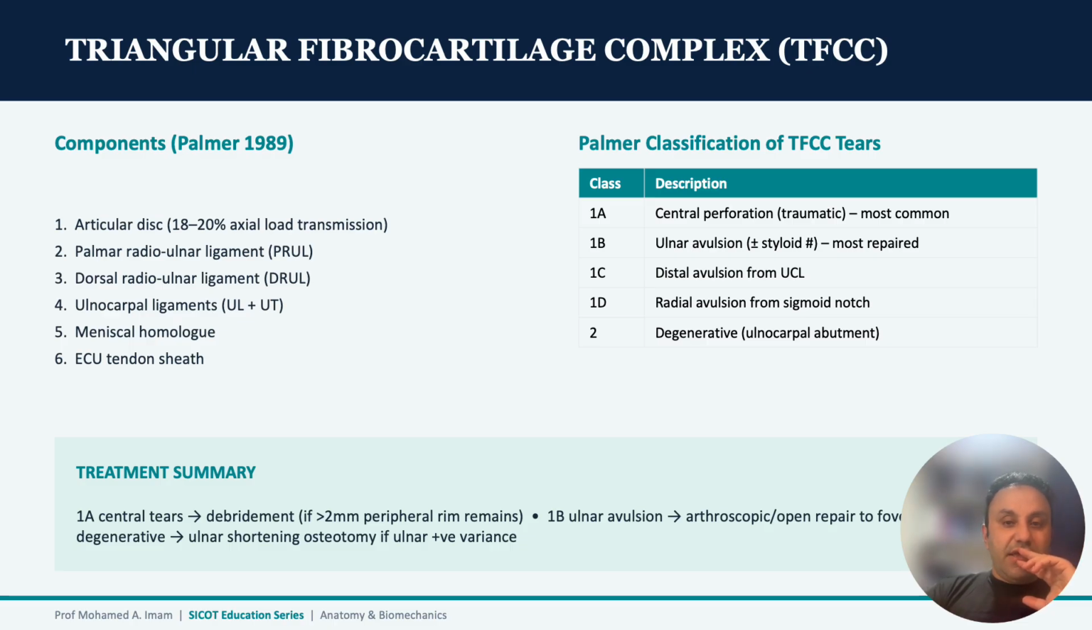He also classified tears into type 1A, which is central perforation, B, which is ulnar avulsion, C, which is distal avulsion, D, which is radial avulsion, and class 2, which is degenerative.